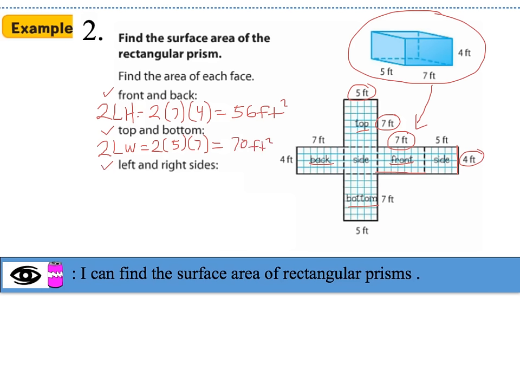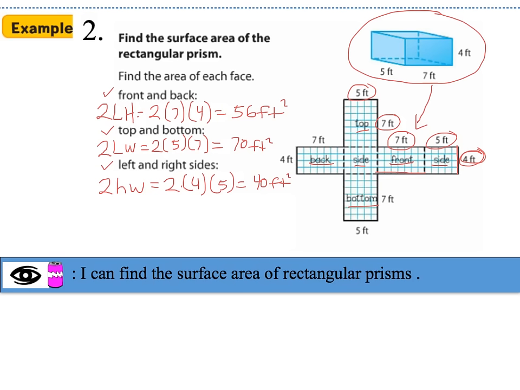Now let's go ahead and do the left and the right. So here's the left side, here's the right side. I could sit there and count all the squares, but I'm going to use this formula since there's 2 sides that are both the same. I'm going to take 2 multiplied by the height and the width. So let's say 2, the height would be 4, and the width would be 5. So if I multiply that out, I would get 40 feet squared.